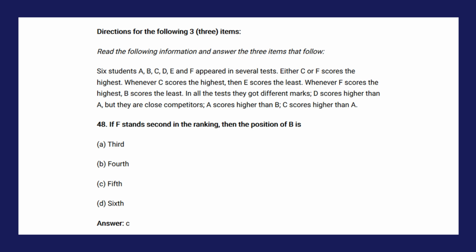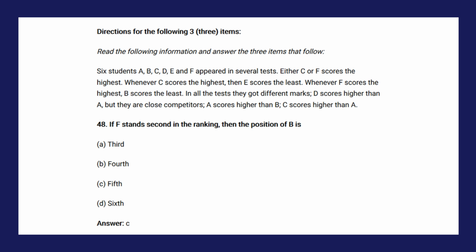Next, directions for the following 3 items. Read the following information and answer the 3 items that follow. 6 students A, B, C, D, E and F appear in several tests. Either C or F scores the highest. Whenever C scores the highest, then E scores the least. Whenever F scores the highest, B scores the least. In all the tests, they got different marks.